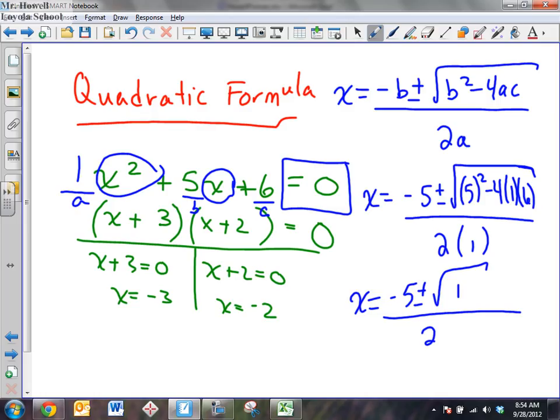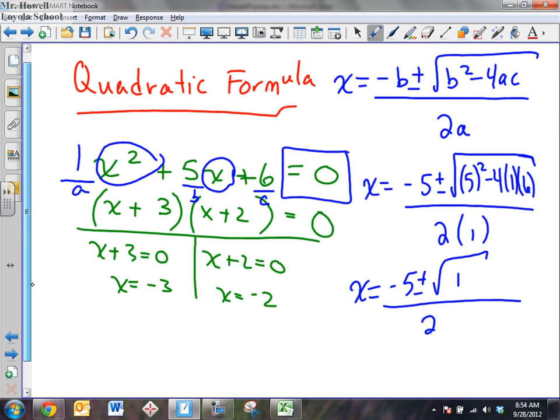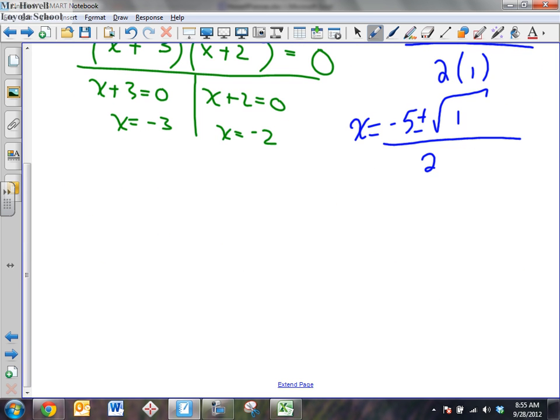It's not always going to be that pretty. If you have a 2 under the radical, you can't really take the square root of 2. You're going to have to approximate it with a decimal. But for this example, what's the square root of 1? 1, right? Should you all say that, please? All right, let's continue.